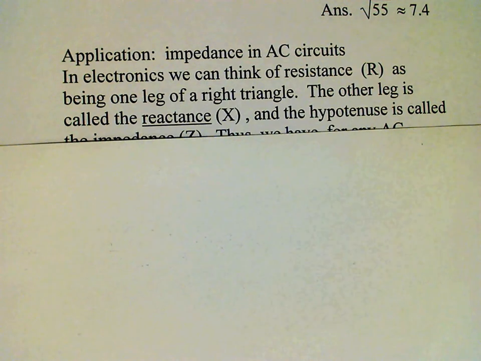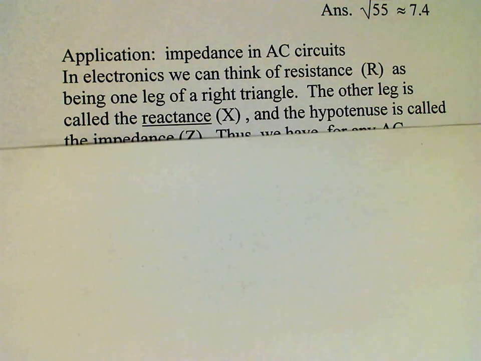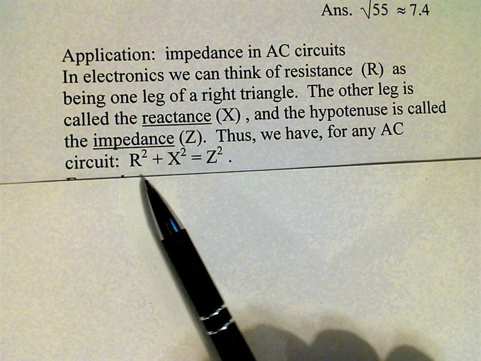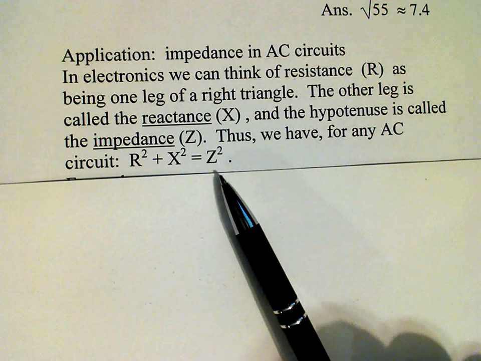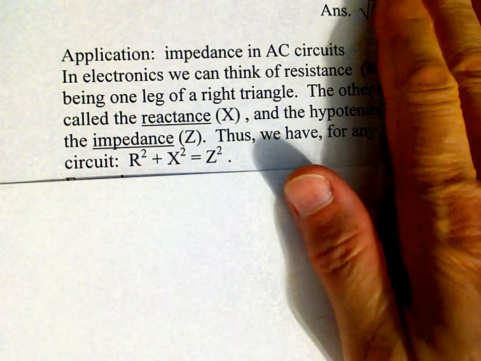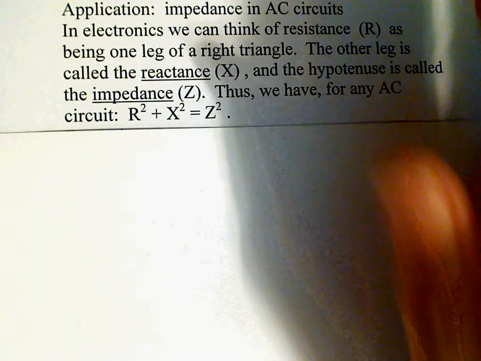It turns out that resistance and reactance can be thought of as the legs of a right triangle. And in this case, then the hypotenuse will be known as the impedance. And therefore, we have, in any AC circuit, r squared plus x squared is equal to z squared. And you should see that this is nothing more than the Pythagorean theorem written with r and z replacing a and c and x replacing b.